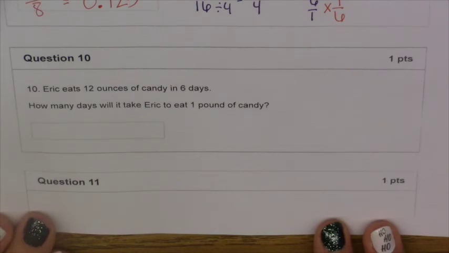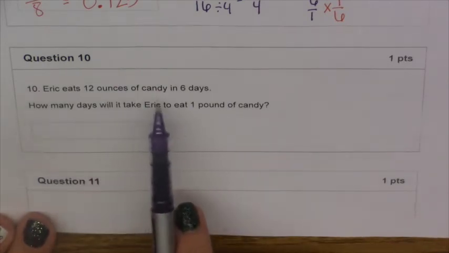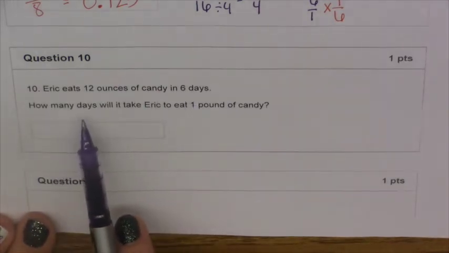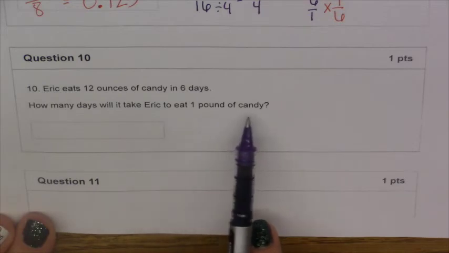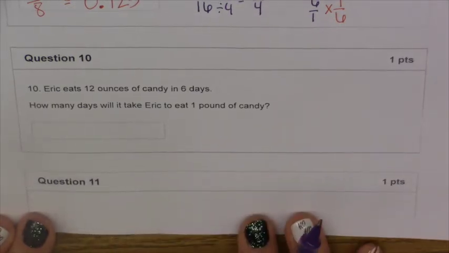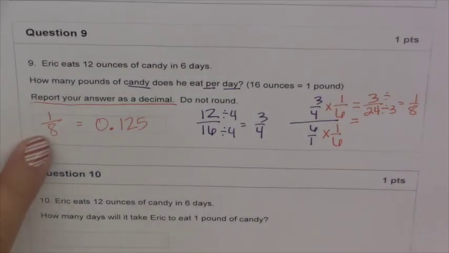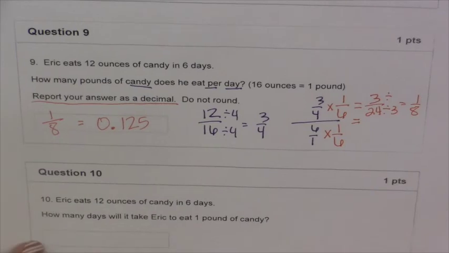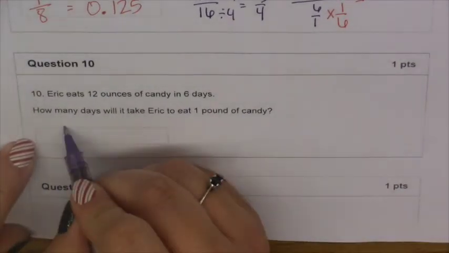Question 10, same information. He eats 12 ounces of candy in 6 days. How many days will it take Eric to eat 1 pound of candy? So we're talking total days. Well, we know if he eats 1/8 of a pound every day, if we want this to be a whole, we would need 8, so it would take him 8 days.